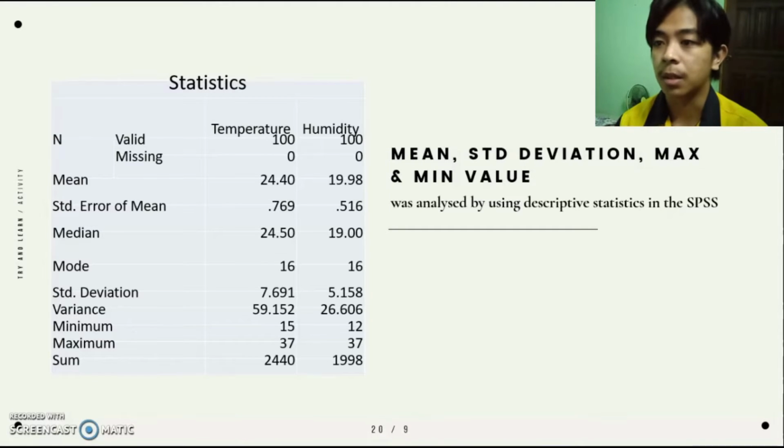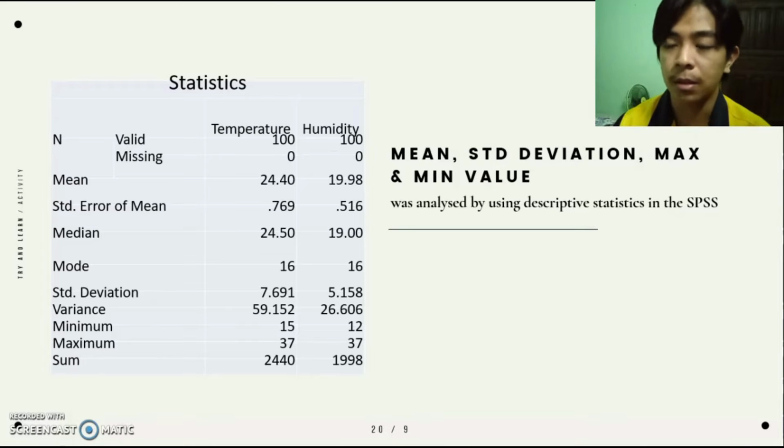So basically in this slide, you can see that this is the result that was analyzed by using the descriptive statistics in SPSS. So basically the table shows that the mean value for temperature, the independent variable, is 24.40 and humidity is 19.98. And then the value for standard deviation is 7.691 for temperature and 5.158 for the humidity.